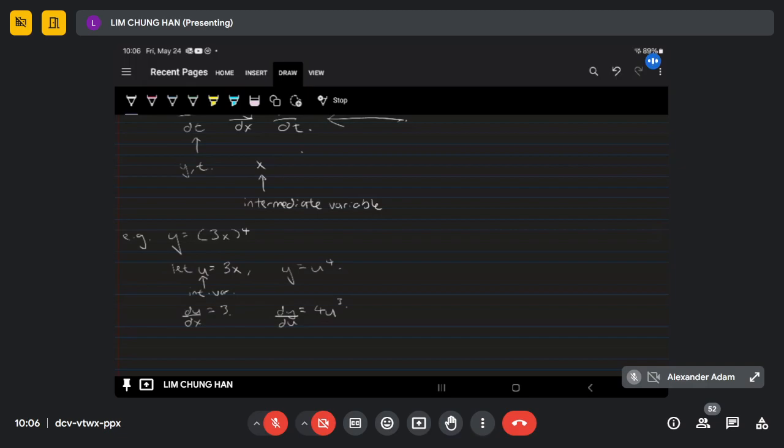Calculus 2 is always building up from what you learn in calculus 1. So today we are doing the same chain rule. The only difference is I'm introducing one extra variable.